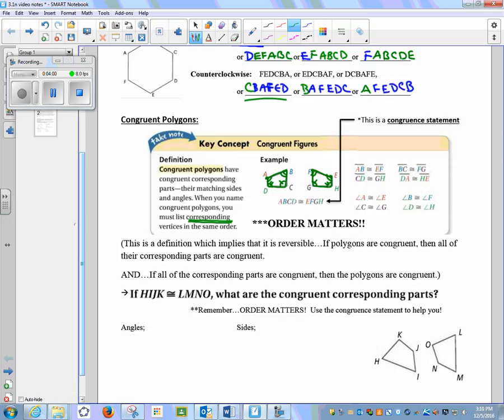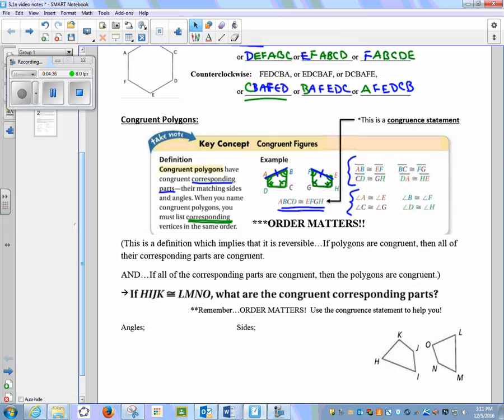A and E match up, so they're called corresponding angles. Same thing about the sides. Side AB corresponds with side FE. They would be congruent, and they're called corresponding. So you can see there's a congruent statement here saying that the polygons are congruent, and there's a congruent statement about the sides, and there's congruent statements about the angles. All of them are corresponding parts. So that's kind of an important word there, corresponding parts.